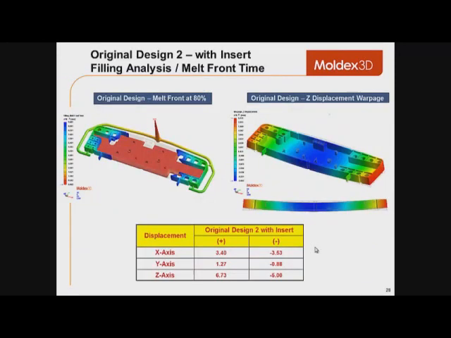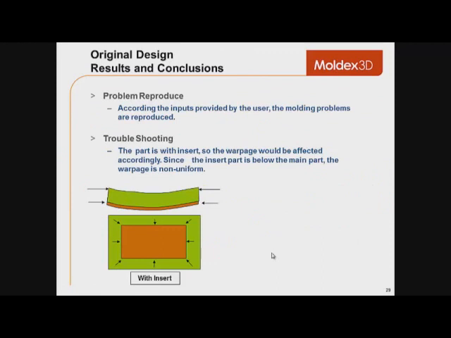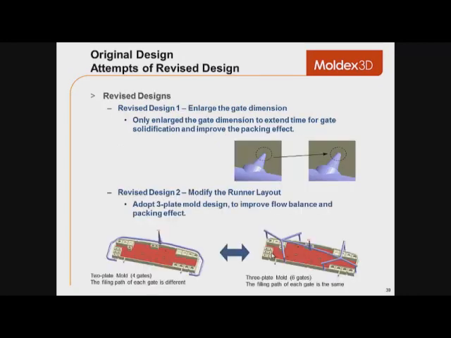On this slide, we see the original design with a melt front of 80% and the original design with the Z displacement warpage. Below is a table with the warpage for the original design too with the insert. For this model, users wanted to reduce the warpage problem. The issue here was the part insert. Because the insert is below the cavity, the warpage is non-uniform.